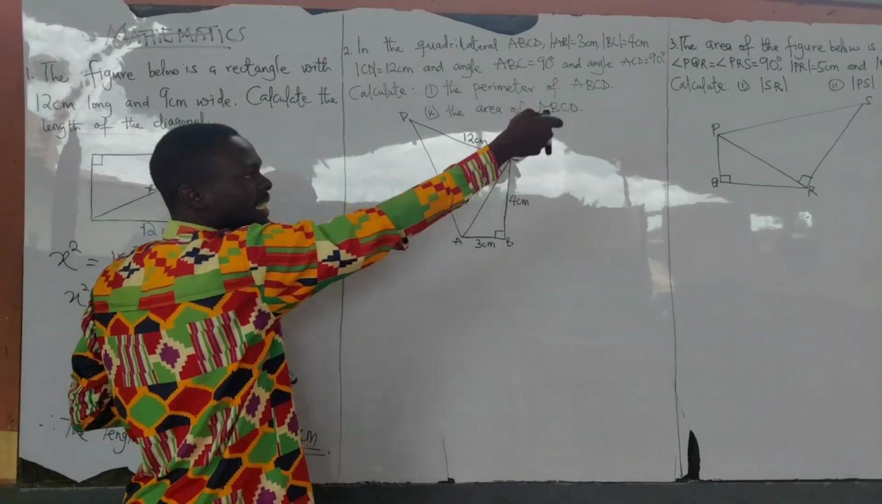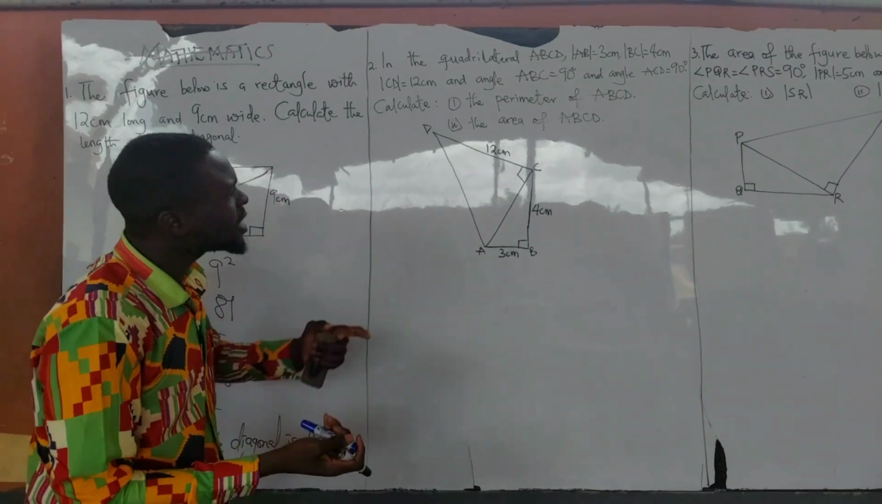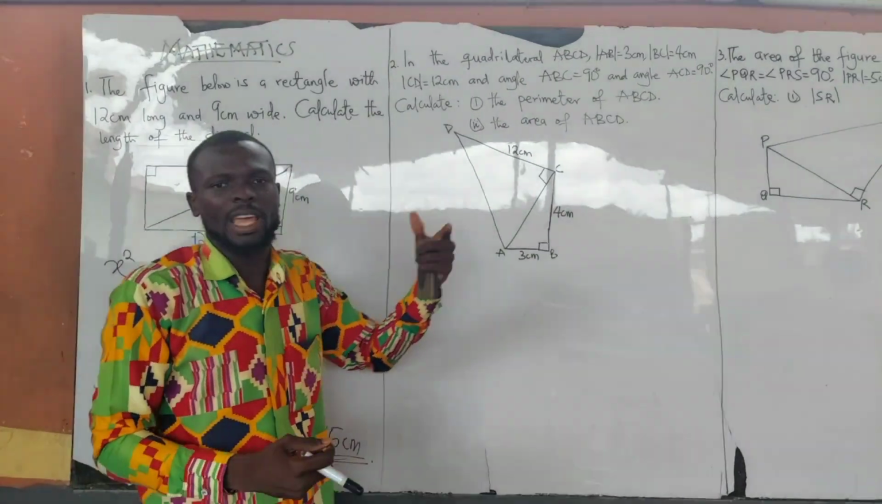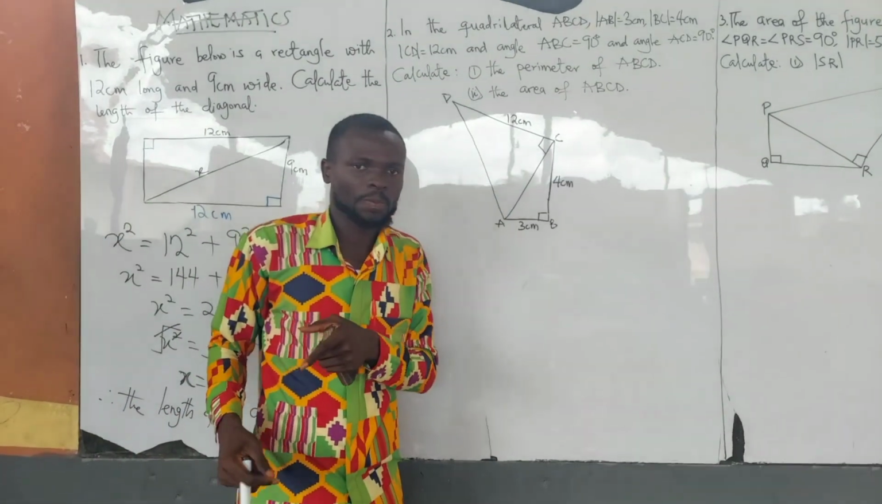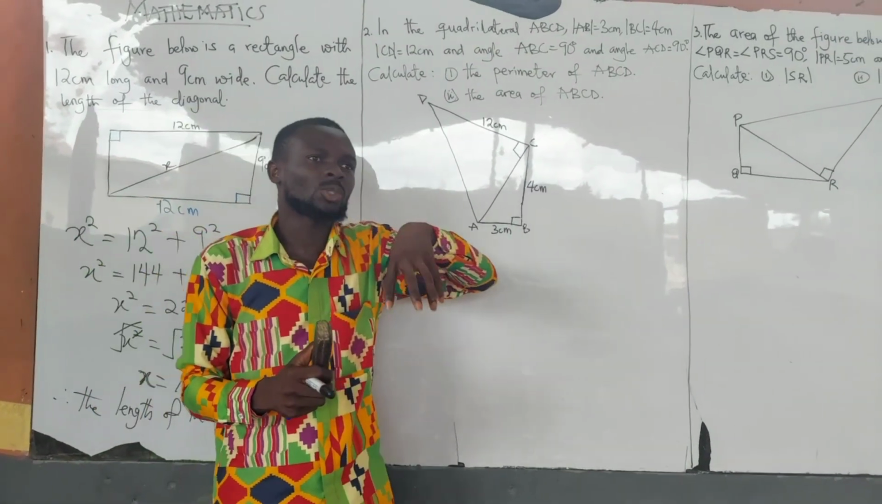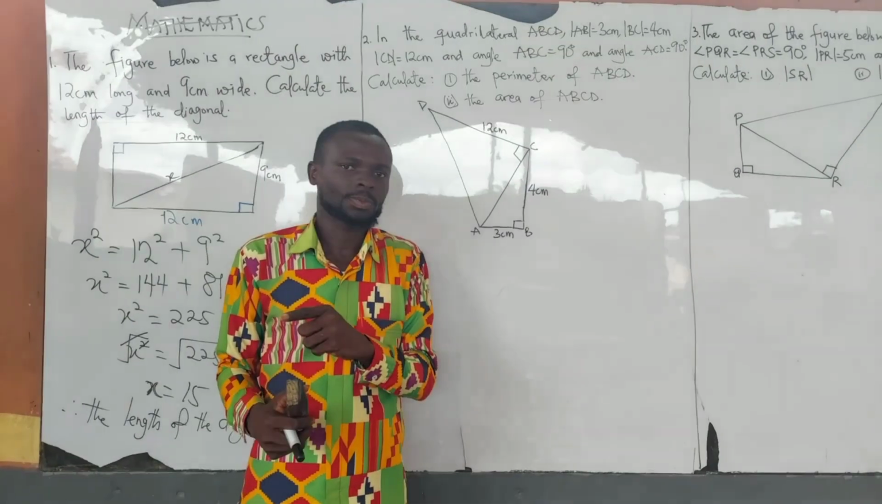Also, angle ACD is also 90 degrees. Now, you have been asked to calculate the perimeter of ABCD and the area of ABCD. Here we are coming to look at how to calculate the perimeter and area of a figure.